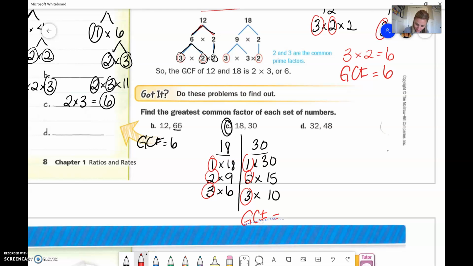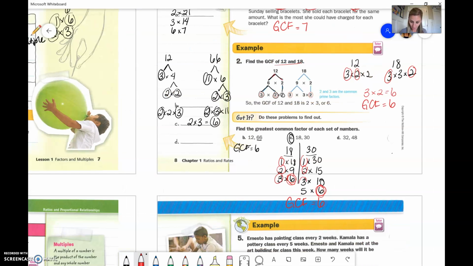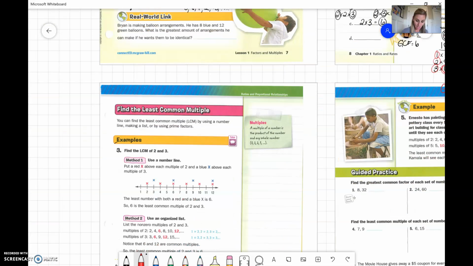I missed 5 and 6 because I got cut out in my first video. So let's go back. I was like, that's not right. 3 and 10, and then 5 and 6. So then I see that my greatest common factor is 6. So my GCF here is 6, okay, because I listed out all the factors of both of them. I just circled the ones that they had in common, and then I noticed that I had 6 for my greatest common factor.